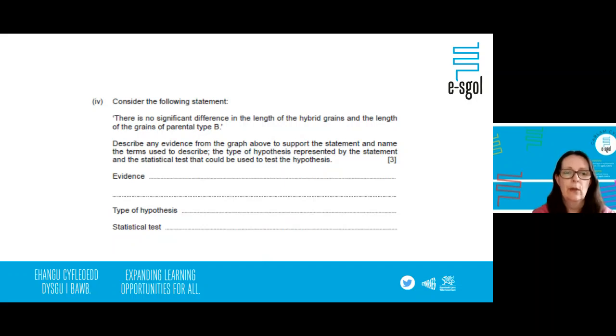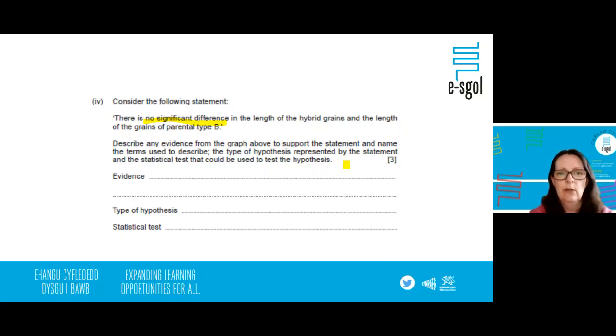Okay, so the final part of this particular question, and quite a lengthy statement here, it says, consider the following statement. There is no significant difference in the length of the hybrid grains and the length of grains of parental type B. And this is a 3-mark question. So it says, describe any evidence from the graph above. So refer back to the graph to support the statement.